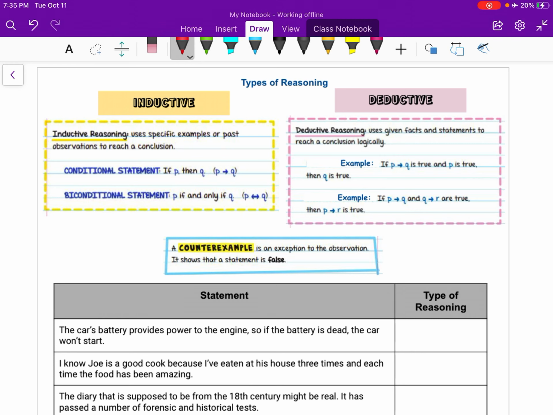Now, deductive reasoning is the more proven type of reasoning. Deductive reasoning uses actual facts and statements to reach a conclusion logically. So deductive reasoning is what I would call facts and figures. Basically, if one thing is true and another thing is true, then we can assume that another thing is true. This is kind of like what we would think of as the transitive property. And the transitive property just uses deductive reasoning, again, to prove that something is true.